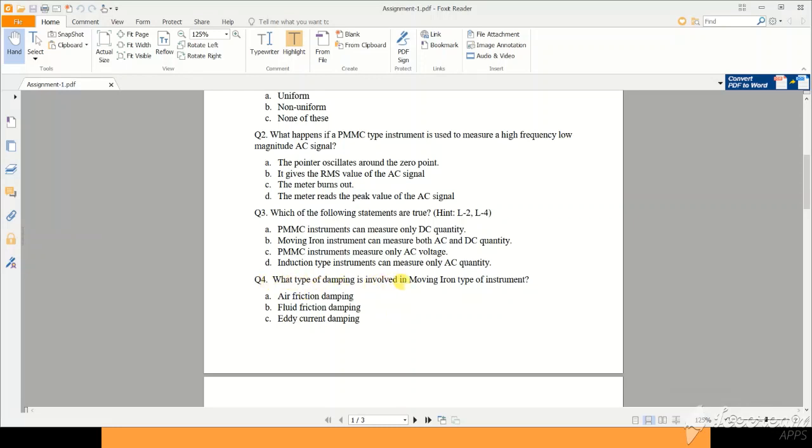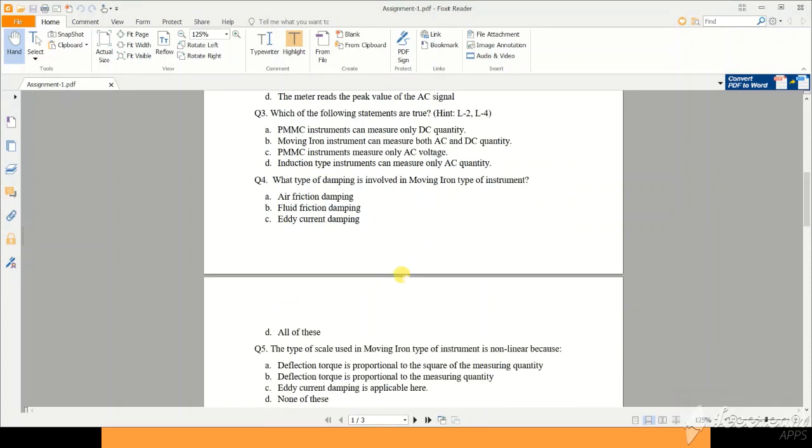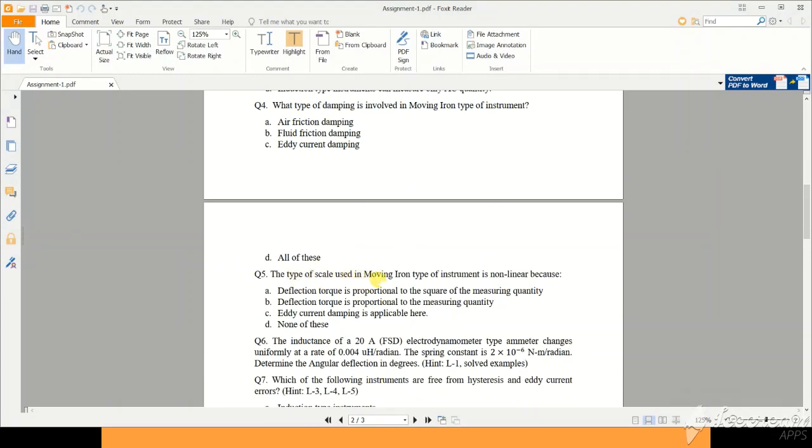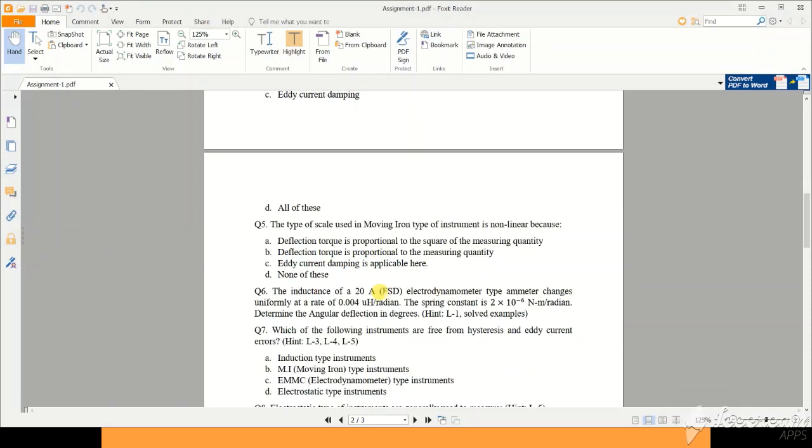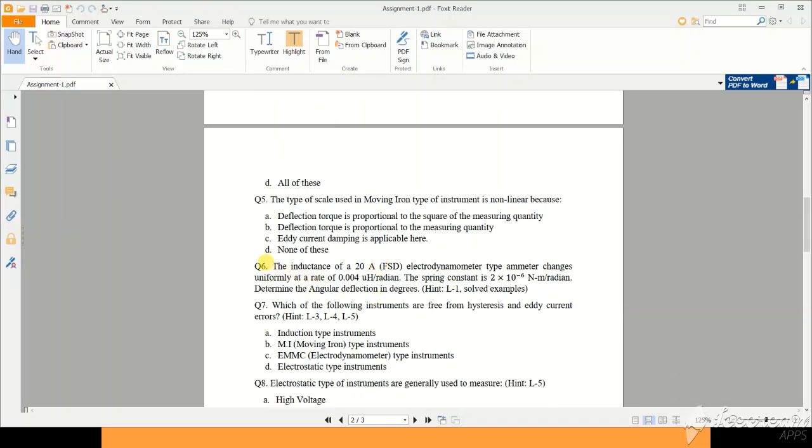Question number 4: what type of damping is involved in moving iron type of instrument? It is air friction damping, E. Question number 5: the type of scale used in moving iron type instrument is non-linear because of A. Most of you have given the correct answer. Deflection torque is proportional to the square of the measuring quantity. So next is the numerical.